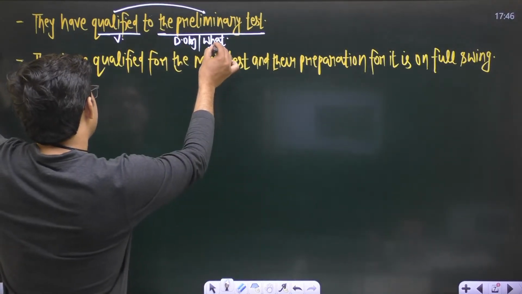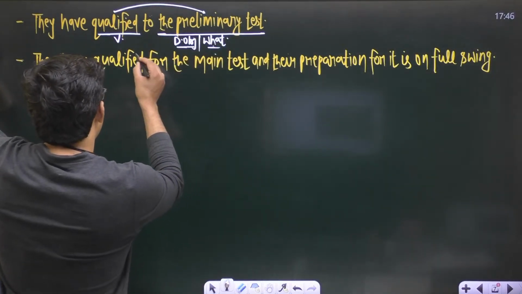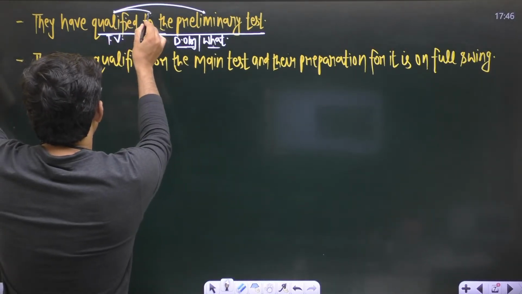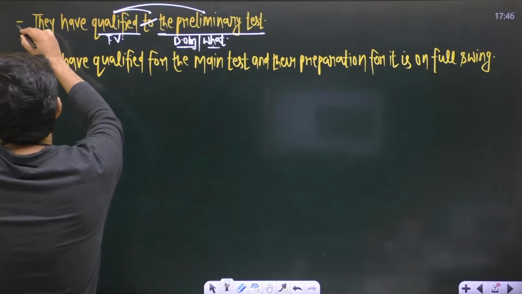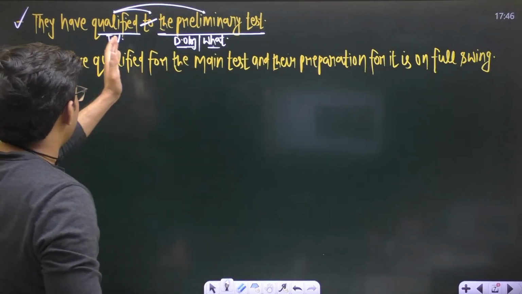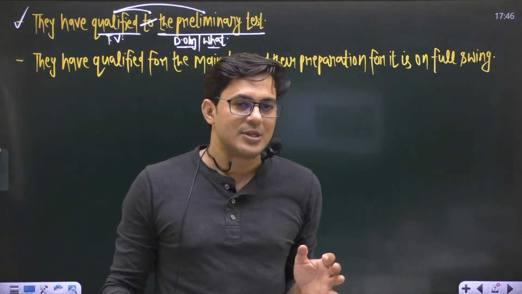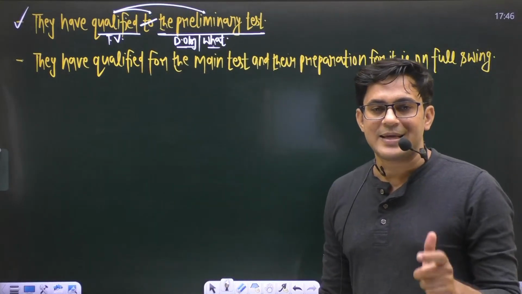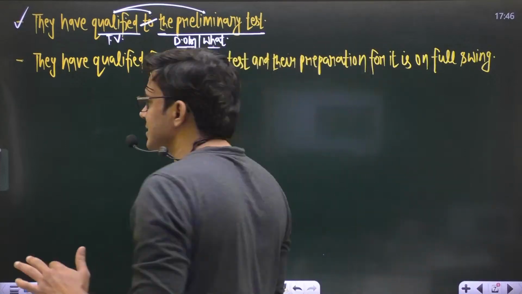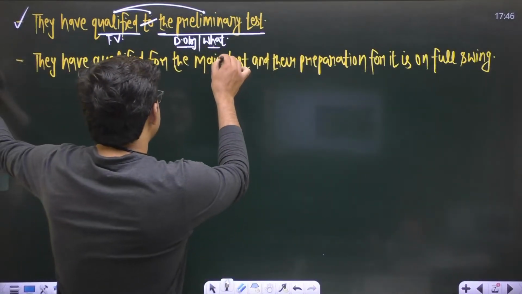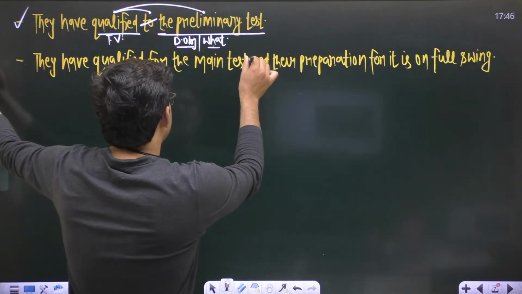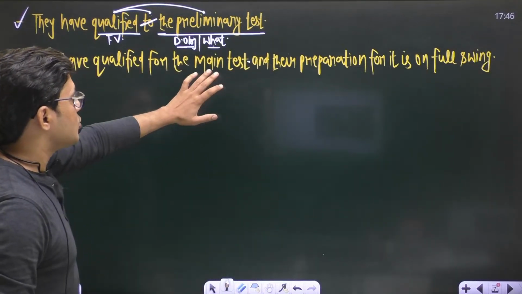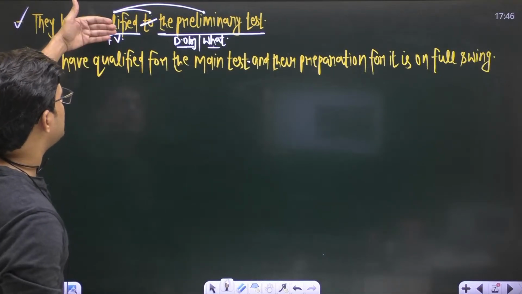If you are getting the reply of what and if you are getting the direct object, it means this verb is transitive, and transitive verbs are not followed by a preposition. So the sentence will be like, they have qualified the preliminary test. But if you observe the second sentence, if the sentence is till main test, if I just keep this sentence till main test, this sentence will become equal to the first one.